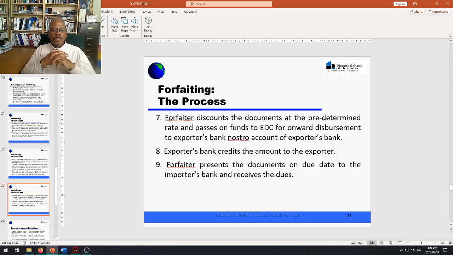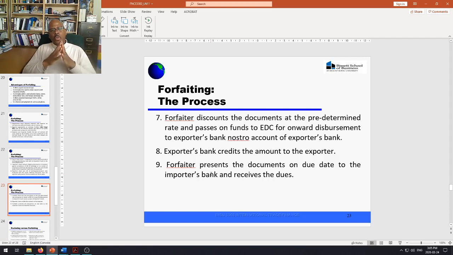Okay, so then the exporter's bank credits the amount and so on. And so in a year, in 2 years, whenever the invoice stated, the forfaiter will present the documents to the importer and receive their payment. And that's sort of how forfaiting works.